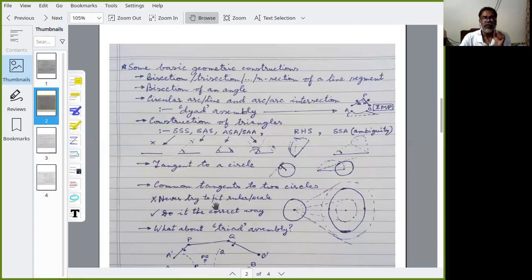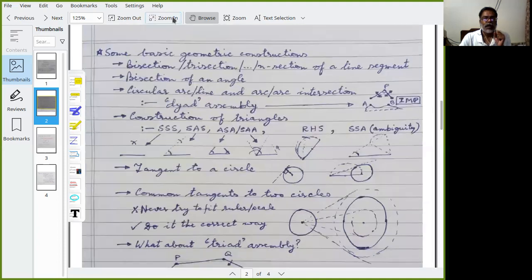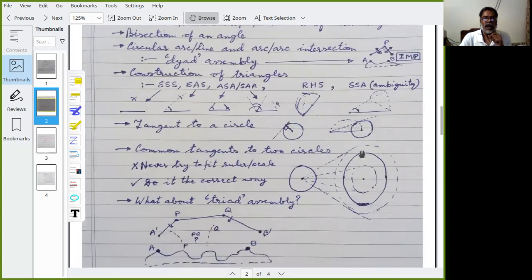And now, here I find many students trying to do it by fitting. One circle is here, another circle is here. Sometimes people try to take the scale or the ruler and try to do it like this, like this, like this. Don't do that. That's not the method. The method is, say the two circles have one bigger, one smaller. If the two are the same, then it is easier. Okay. So one bigger, one smaller.